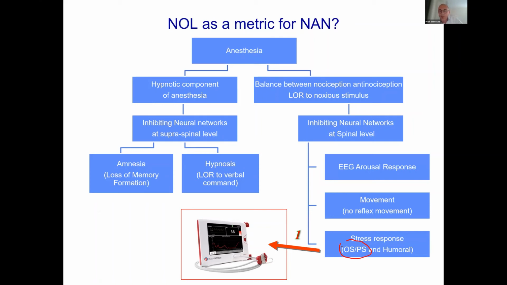The result is an index that clearly is able to give us information on the shifts between the sympathetic and parasympathetic systems. And in the first outcome studies, it's also confirmed that there seems to be a quantification that correlates to a stress response on the humoral level.